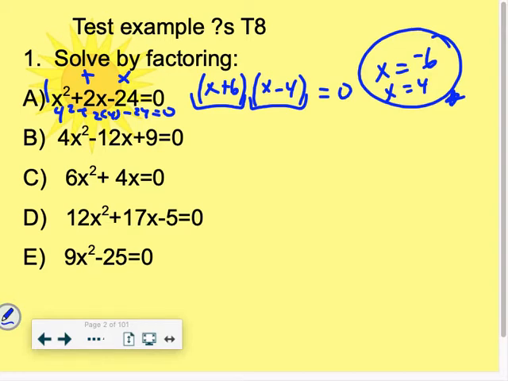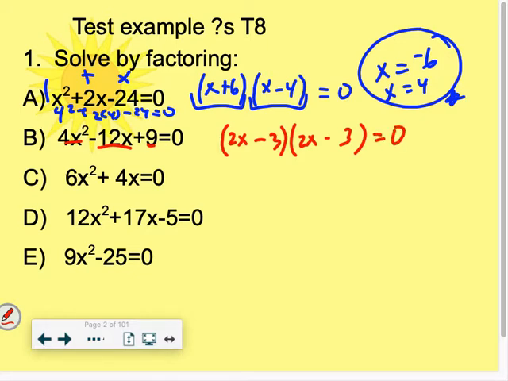For part B, we have not a leading coefficient of 1, but it starts and ends with a perfect square. So if we square root the start, square root of 4x squared, we get 2x. And the square root of 9 is 3. And if we multiply 2x and 3 together and double, we do get the middle term, although it's negative. So if we make them both negative factors, then that's our correct way to factor.